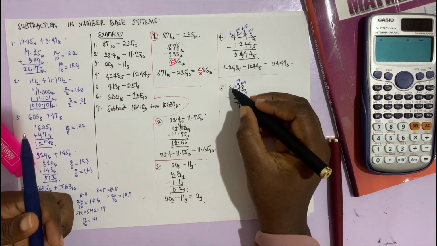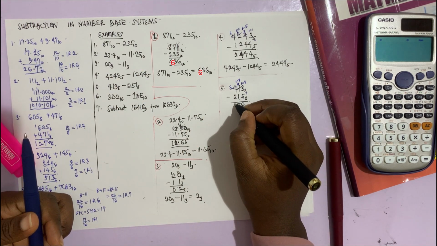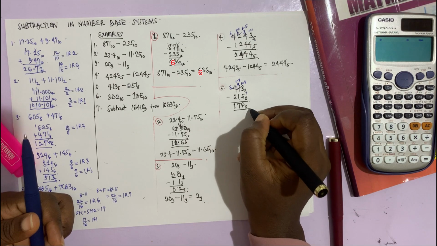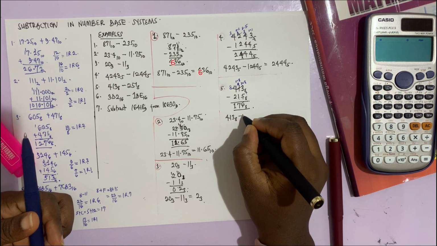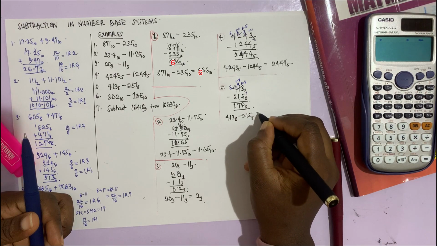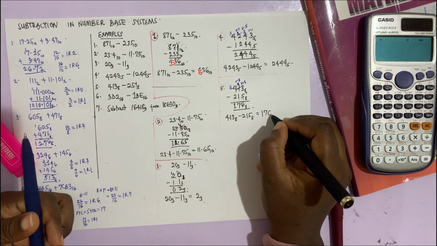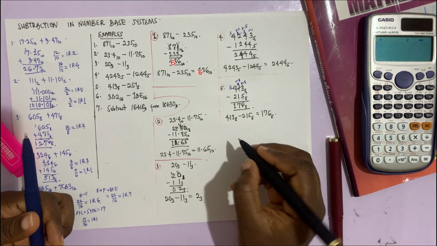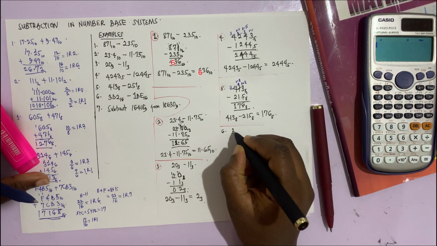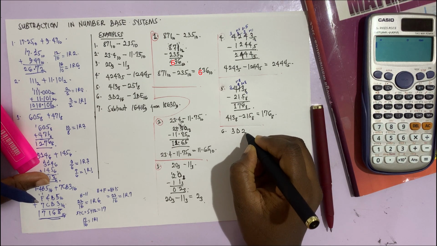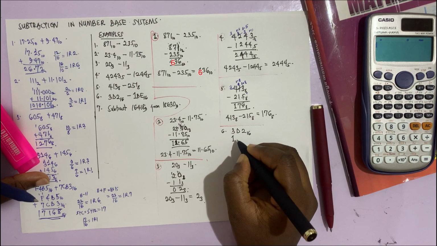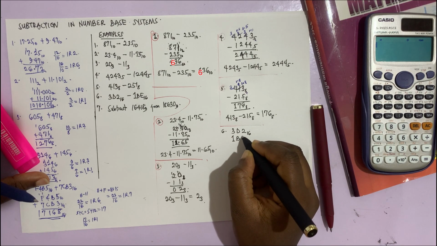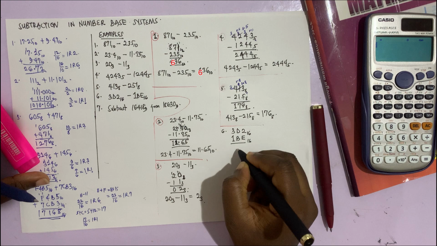And finally, we have 3 left here. So 3 minus 2 will give us 1. So 413 base 8 minus 215 base 8 will give us 176 base 8. We have 3D2 base 16 minus 1BE base 16.